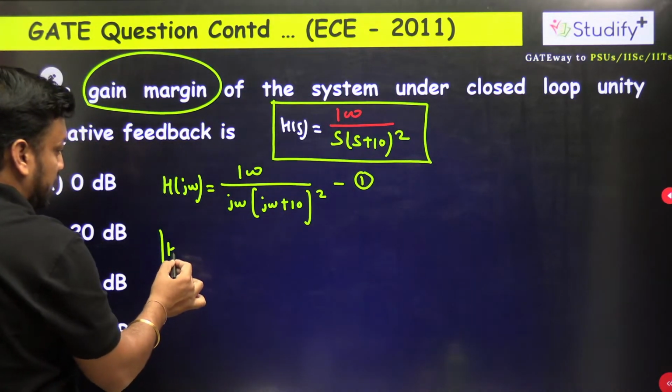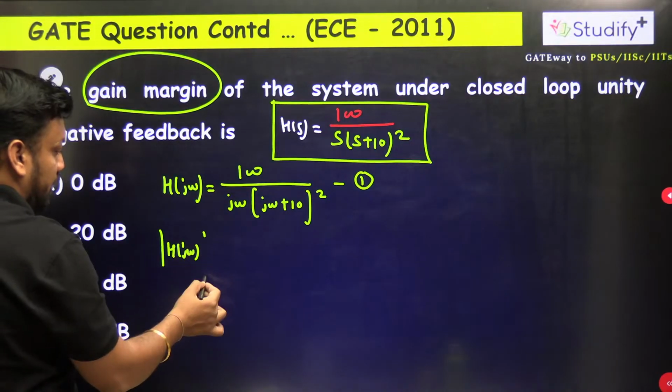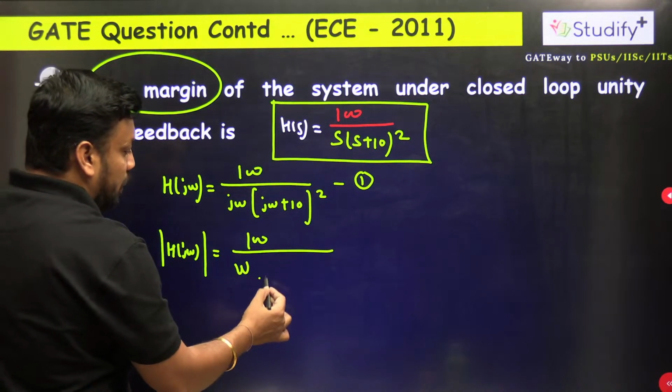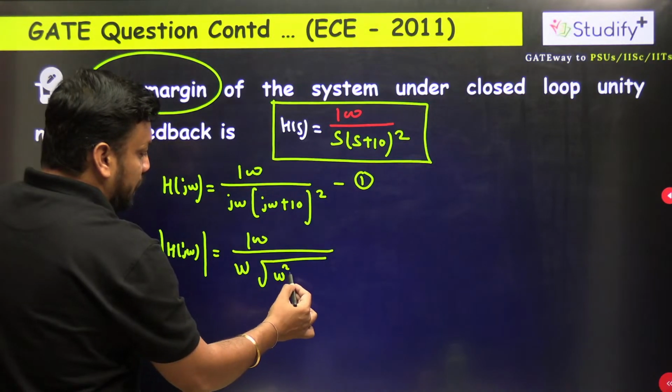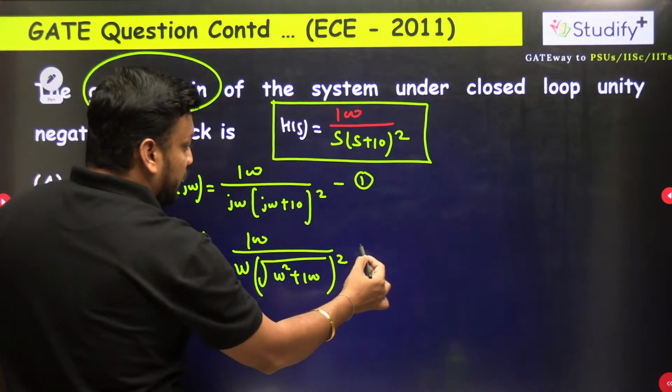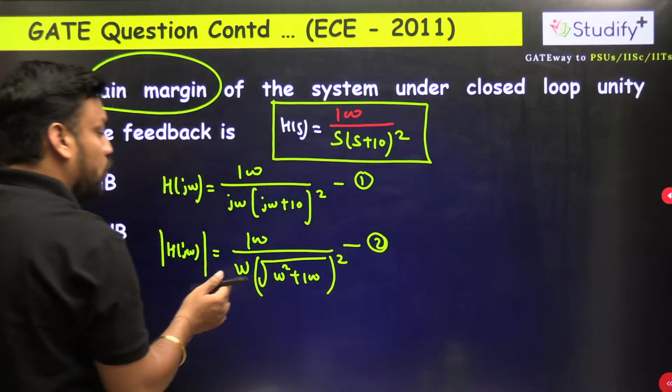Equation number 2 is magnitude of G(j omega) is nothing but 100 upon omega under root of (omega square plus 10 का whole square), 100. इस पूरे का भी whole square, and that will cancel our root also.